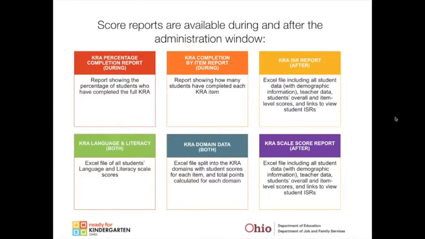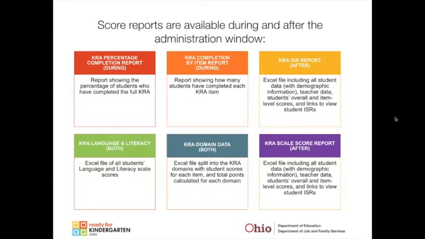Maybe you want to find out how children are doing in just the language and literacy domain. Now, we know that charter non-public schools are not required to adhere to the third grade reading guarantee policy, which is required for the public and community schools to identify children who are on track or not on track in that domain. But that report is still available to you if you're interested to see how the children are performing in that domain. That's the language and literacy score report, and it's available during the window and after the window for the data managers.